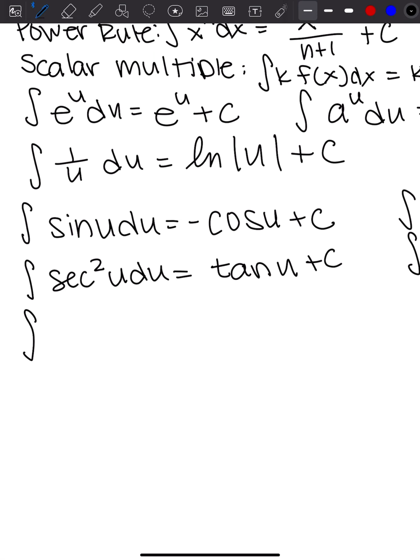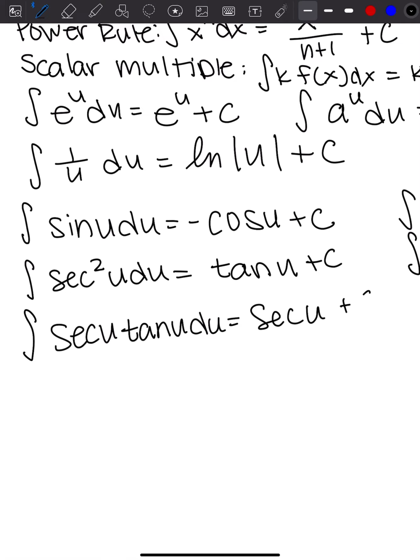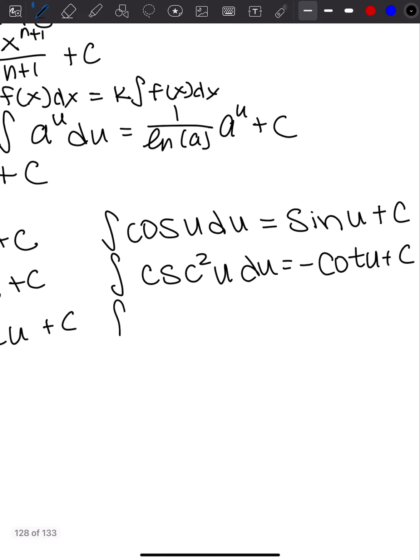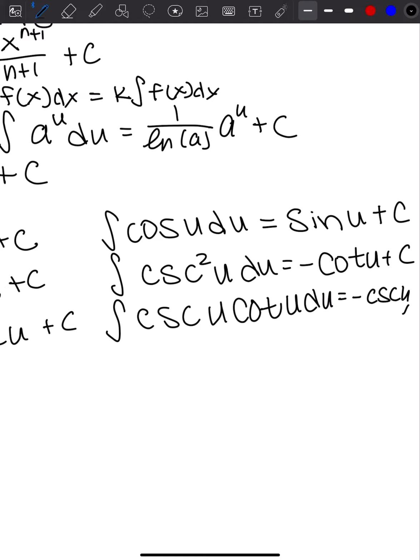The integral of secant times tangent is equal to secant plus c. The integral of cosecant times cotangent is negative cosecant u plus c.